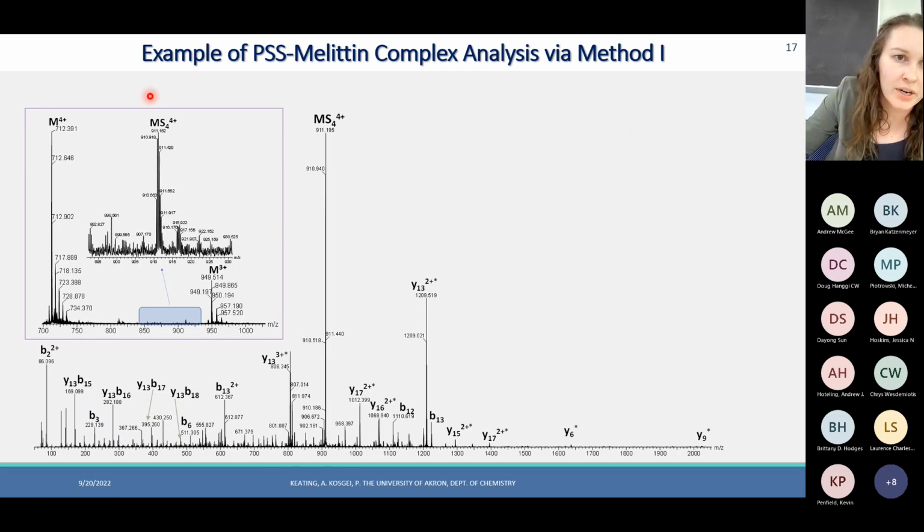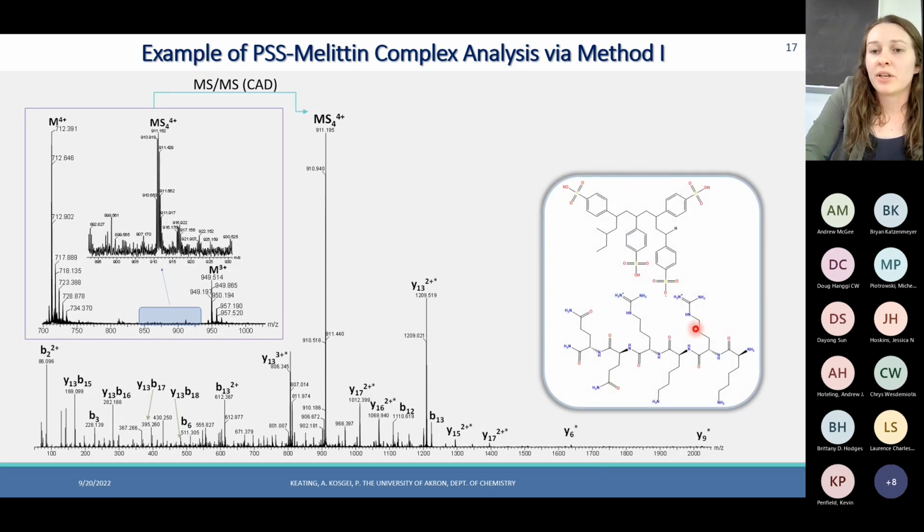When we analyzed it, we were able to see that melittin, a pretty basic protein from honeybee venom, was complexed with a polystyrene sulfonate tetramer right here. We isolated the +4 ion and then subjected it to collisions, and we're able to see strong complex fragments starting at the Y13 and going all the way down to the singly charged Y6 star ion. That corresponded to the C terminus, the fragments that are the Y ions.